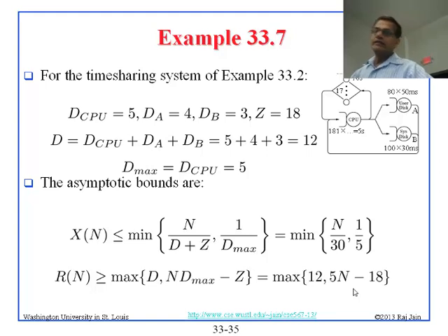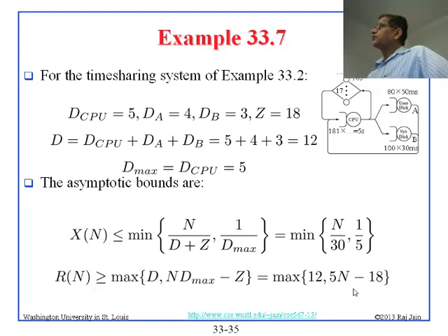All right, so let's take an example for the asymptotic bound. This is the same system that we had before. So all we need to do is write down all the things that are given. D_A is 4, D_B is 3, and Z is 18, and D_CPU is 5.